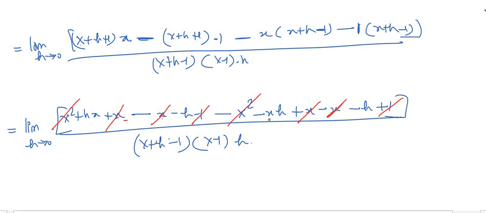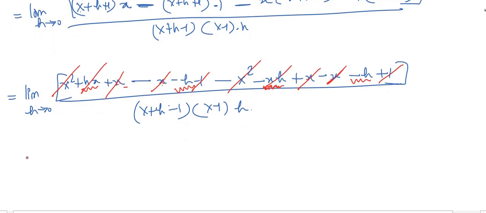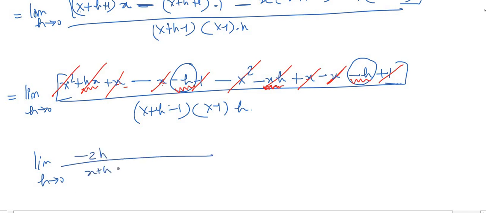Let me write down hx. I think this is also cancelling, plus hx and minus hx, this is also cancelling. The only thing which is left over is minus h and minus h. Correct? So let me write down. The only thing which is left over is this minus h and this minus h. Together it will become minus 2h by x plus h minus 1, x minus 1, h. Okay, so this h and this h are cancelling.